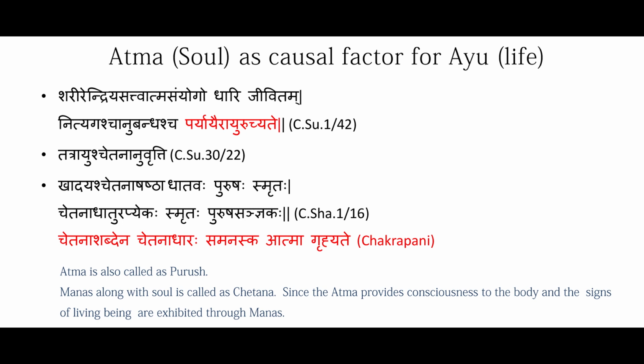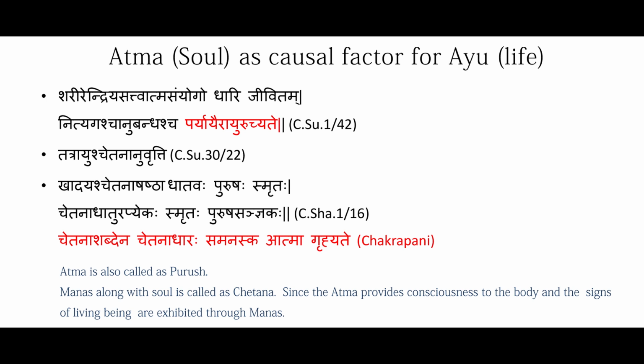Atma as a causal factor for Ayu, that is life. Sharira Indriya Sattva Atma Samyogo Dhari Jivitam, Nityagashcha Anubandhashcha Paryayair Ayur Uchyate. In this verse, it is defined that Atma is the essential component for life. Sharira means the body, Indriya the sensory and motor organs, Sattva the mind, and Atma. When all these factors are in conjunction, then only there is life. Life is the extension of consciousness, meaning the life span is the time period up to which there is presence of Atma.